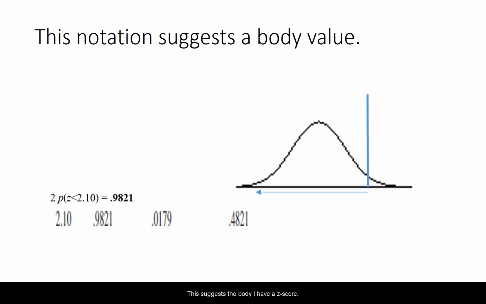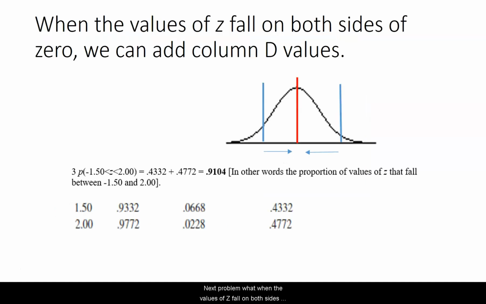The next problem suggests a body. I have a z-score of 2.10. I want to know the proportion or the probability of grabbing one value that's less than a z-score of 2.10. So I'd start on the far right and go to the left. That's clearly a body, .9821.